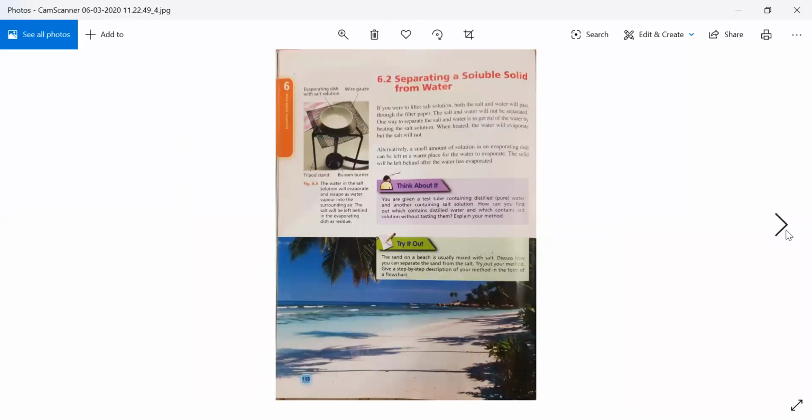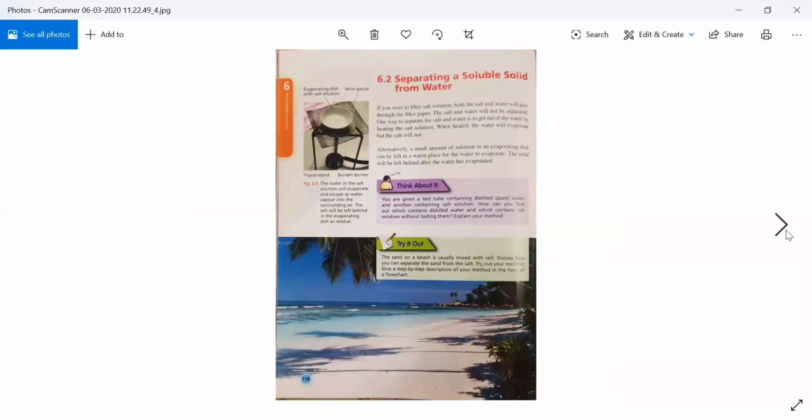Moving on to page number 118. Separating a soluble solid from water. If you were to filter salt solution, both the salt and water will pass through the filter paper. The salt and water will not be separated.